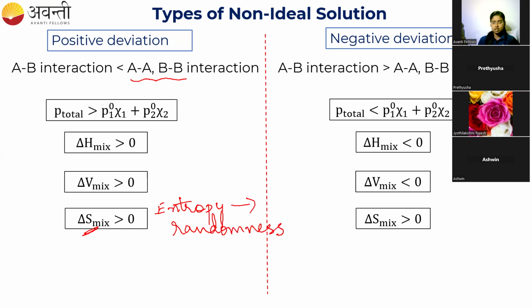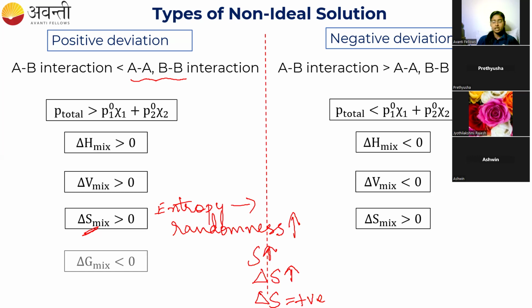Randomness or disorderedness, we can say. If disorderedness increases, entropy also increases. If entropy increases, delta S will have a positive value, greater than 0. So in both the cases, the change in entropy value will be very high. That's why it is greater than 0. Then one more parameter we have, delta G mix. G is the Gibbs free energy, so delta G means change in Gibbs free energy.